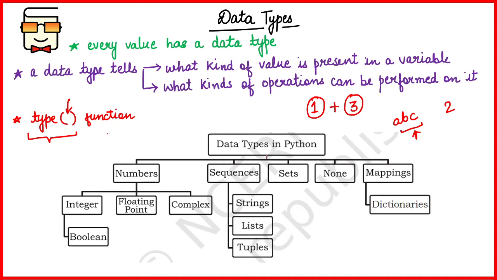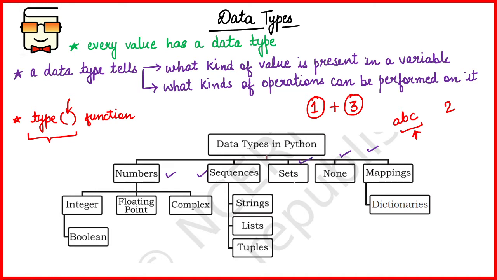Okay, so now let's see what kind of data types are present in the Python language. The types of data are mainly divided into numeric data, sequential data, then there are mappings, then there is a data type called none, and sets.